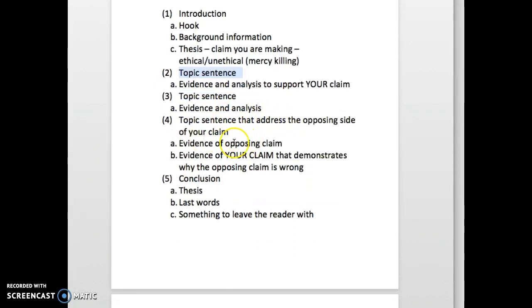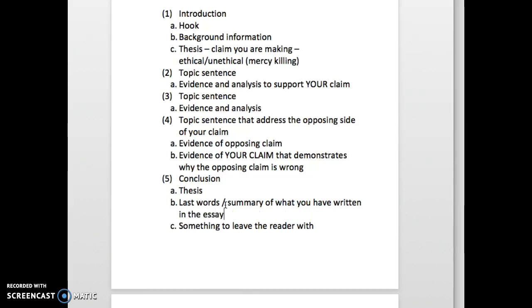And then when you get to your fourth paragraph, your third body paragraph, you will address the opposing side, and then you're going to use some evidence with them and some analysis, and then put evidence of your claim that demonstrates why this that you have already mentioned is wrong. Then your conclusion will restate your thesis and give a summary of what you have written in the essay. And then something to leave the reader with that's similar to a hook.